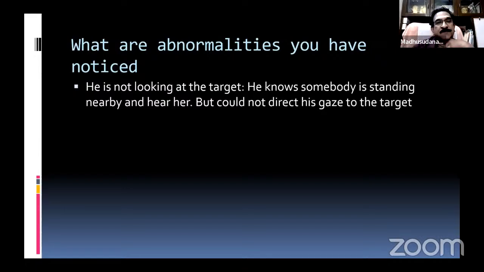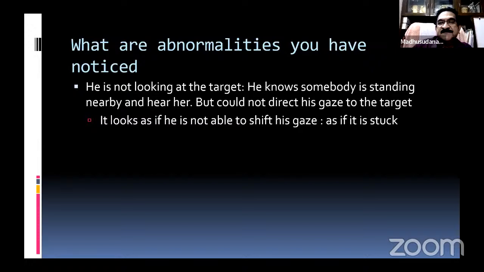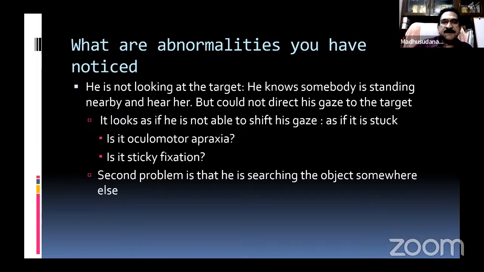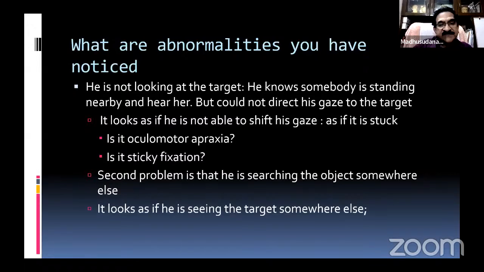Now let us analyze one by one. He is not looking at the target. He knows somebody is standing nearby and hears her, but could not direct his gaze to the target. It looks as if he is not able to shift his gaze, as if it is stuck. Is it oculomotor apraxia as a possibility? Is it a sticky fixation? Both are possible. The second problem is that he is searching for the object somewhere else, not exactly where it is localized. It looks as if he is seeing the target somewhere else.